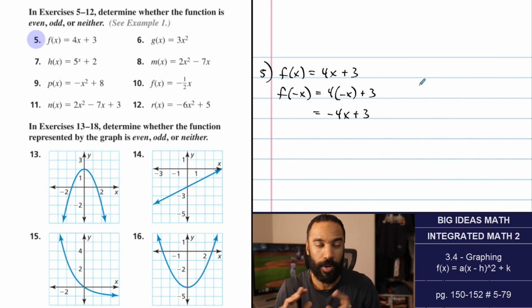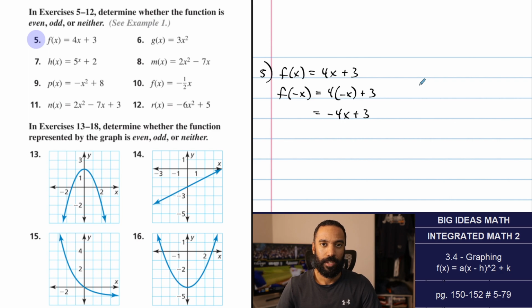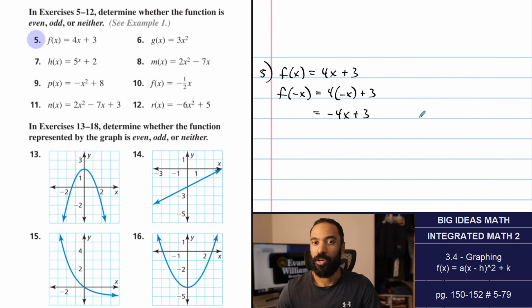Now, there are two things that we check for. Is this the exact same as this function? Are these the exact same? No. Is it the exact opposite? No. One of the signs changed, the other one did not.